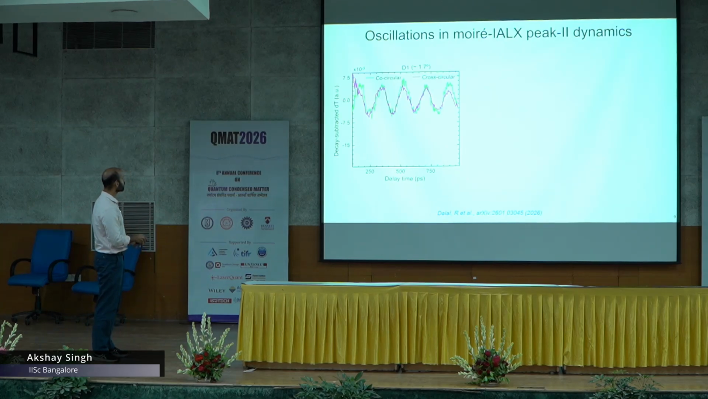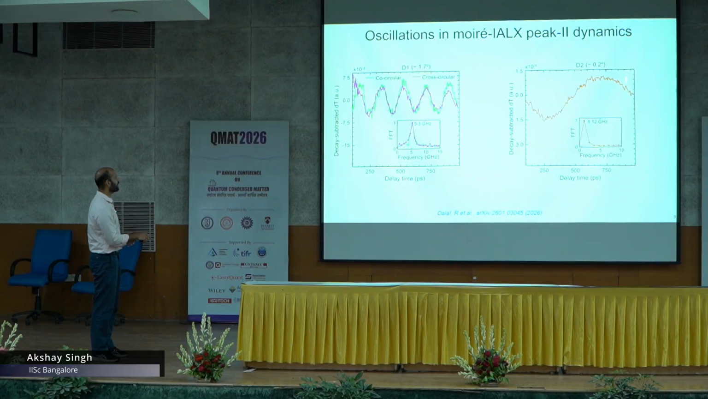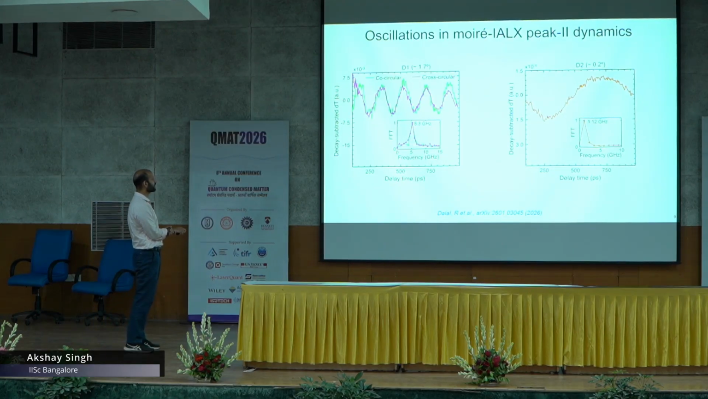This is for one of our devices, D1, which is 1.7 degrees, and then we created another device, D2, which has a very small twist angle of 0.2 degrees, and here the oscillations slow down. If I take an FFT of these oscillations, in the higher twist angle case I get a higher frequency of 5 gigahertz, whereas for the smaller twist angle I get a smaller frequency of about 1 gigahertz.